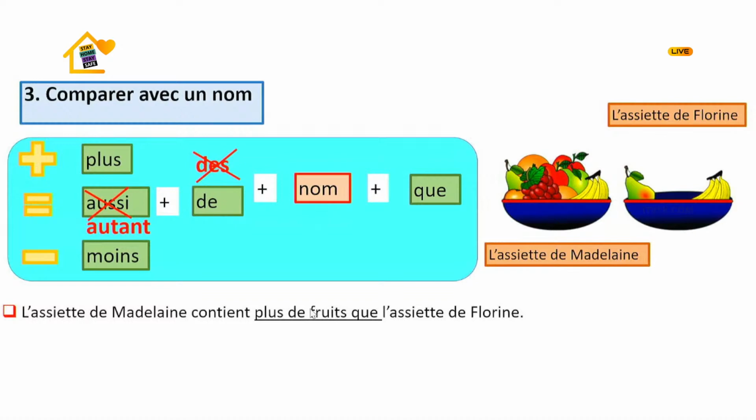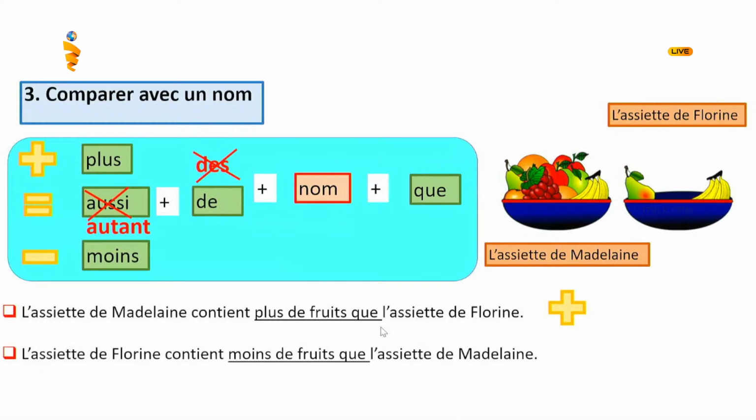Here, can you see, children? Even though the word fruits is plural, I have not changed my de into des. That is why I told you the de does not change. So plus de fruits que l'assiette de Florine. The other sentence: l'assiette de Florine contient moins de fruits que l'assiette de Madeleine. Moins de fruits.